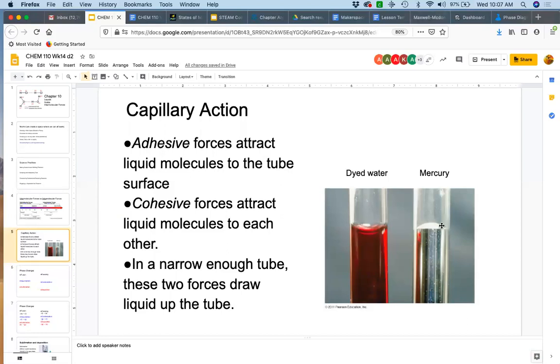And the reason for that is because we have adhesive forces that are attracting the molecules within the tube, both to each other and to the surface. And so we have adhesive forces to the surface, but then we have cohesive forces, and those are the forces that attract liquid molecules to each other. And so if I have a narrow enough tube, then these two forces are going to draw liquid up the tube.